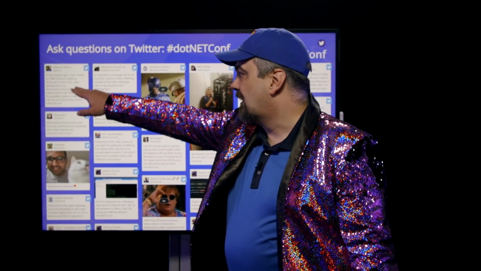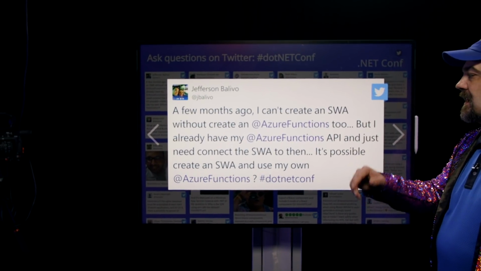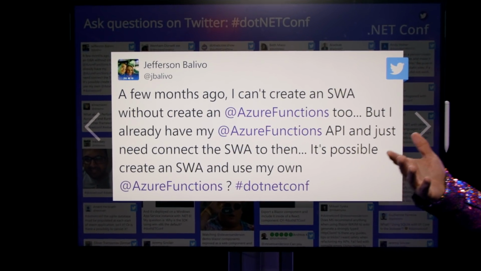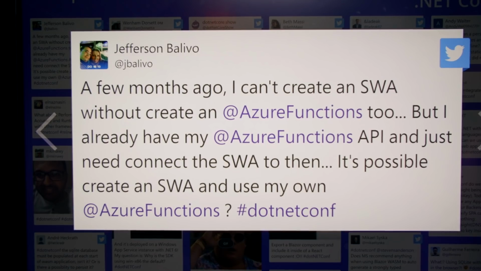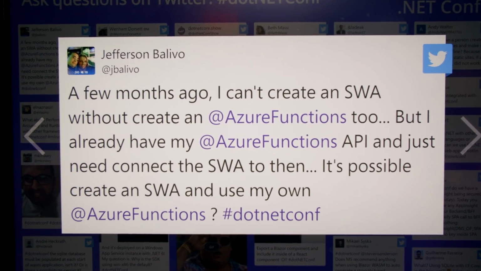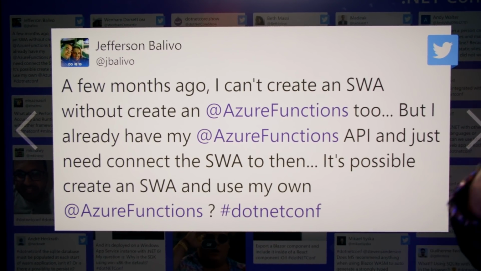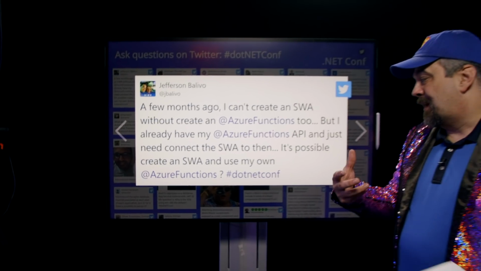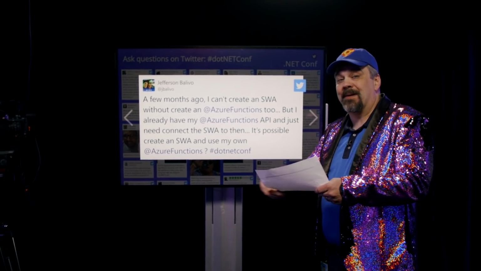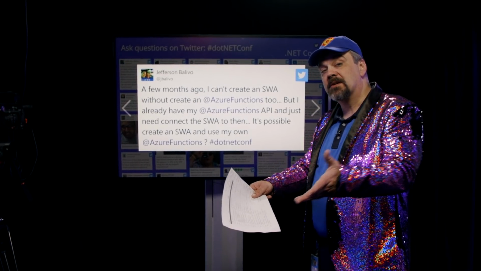Let me go to this question from Jefferson, saying a few months ago, couldn't create a static web app without creating Azure Functions, but I already have my Azure Functions API and just need to connect the static web app to it. Is it possible to create a static web app and bring my own Functions app to work with it?